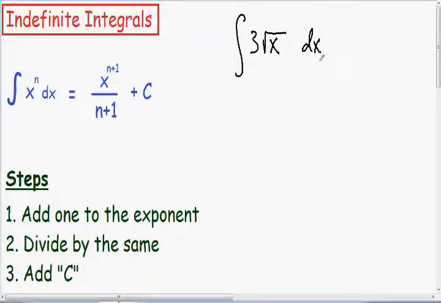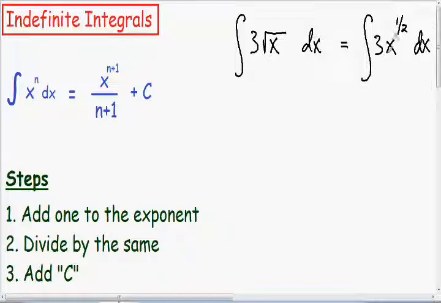And the first thing you want to do whenever you integrate a square root is you want to get rid of the square root and you want to write it with a 1/2 exponent instead. So using our rule from algebra, I'm going to rewrite this integral as 3, and instead of multiplying it by the square root of x, I'm going to write x with a 1/2 exponent. And we can't forget about our dx.